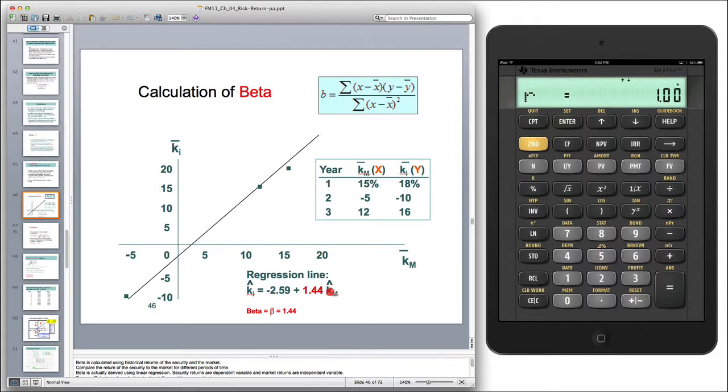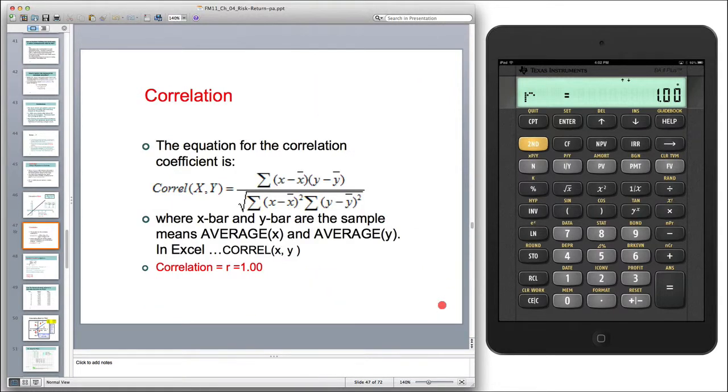So that's your beta. And our next related concept here is calculation of the correlation. Now I'm doing correlation here just because we've already entered the values in our data register, so it's just easy to show that. And beta and correlation, they are also related. The equation for the correlation coefficient is given as such. Now you can fire up something like Microsoft Excel, go to the help function, and that's where you'll find this equation of the correlation, where x bar and y bar are the sample means, average x and average y. And in Excel, you can also invoke the CORREL xy to give you this. If you want to calculate the correlation between 2 variables, you can use this Texas Instruments BA2 Plus calculator to get your correlation.